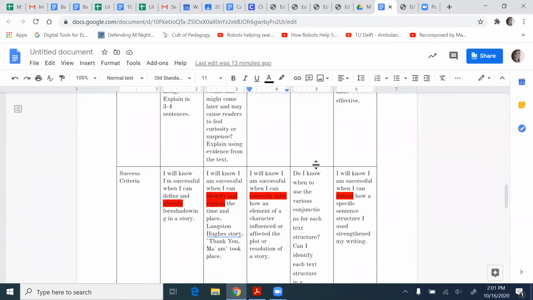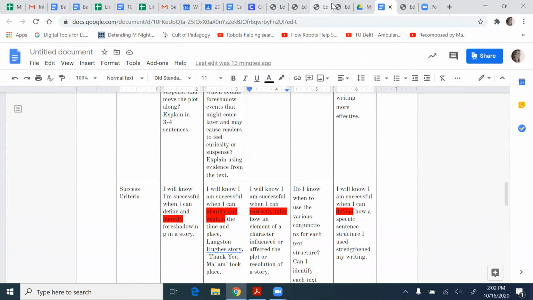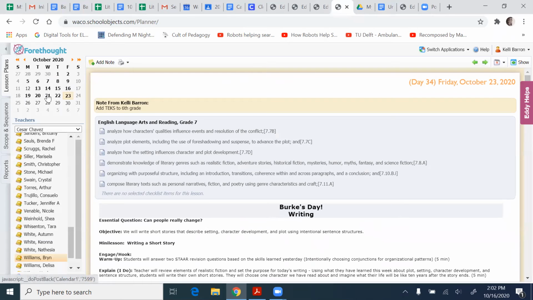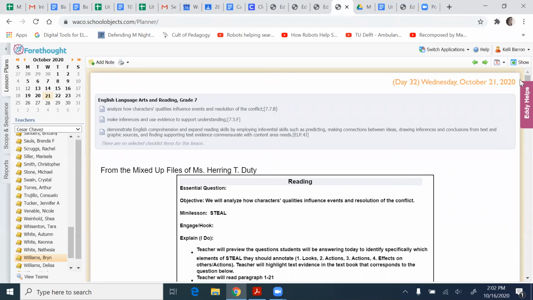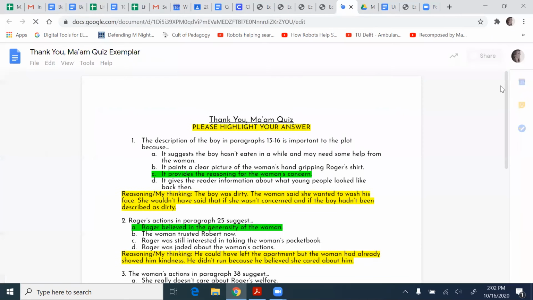This is the performance task. I will know I'm successful when I can correctly infer how an element of character influenced or affected the plot, that's your performance task. Your success criteria is when you look at this exemplar, how do you know they're successful? One, they chose the right answer that identified how the character was moving, and two, they were able to explain how that connected. This one has the actual exemplar. Let me get to Duty's lesson plan real quick, because I want to pull the exemplar and show you how you would write the success criteria for this.